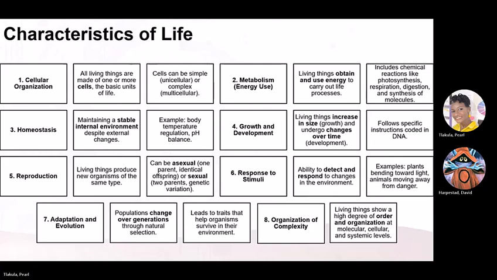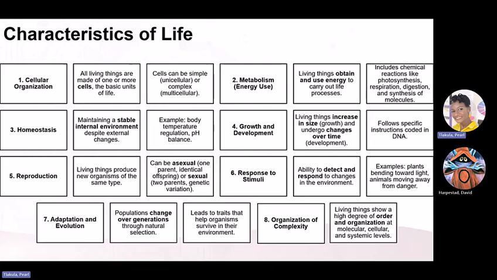unicellular or complex. Number 2, all living things metabolize. They use energy. Living things obtain and use energy to carry out life processes. These include chemical reactions like photosynthesis, respiration, digestion, and synthesis of molecules. The third characteristic of life is homeostasis. This is to maintain a stable internal environment despite external changes. This will be like your body being able to regulate temperature. For example, if it's too hot outside, your body remains constant and never gets very hot to an extent that your organs can explode. Also to regulate the pH balance as well.